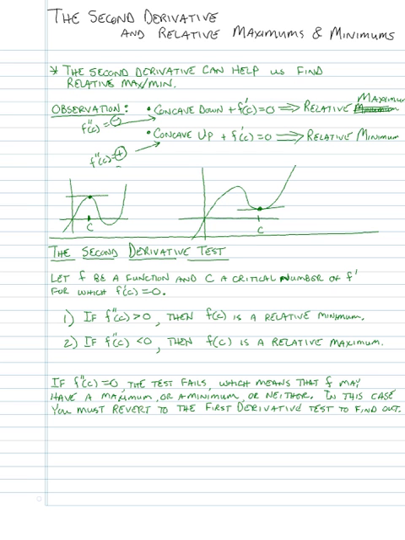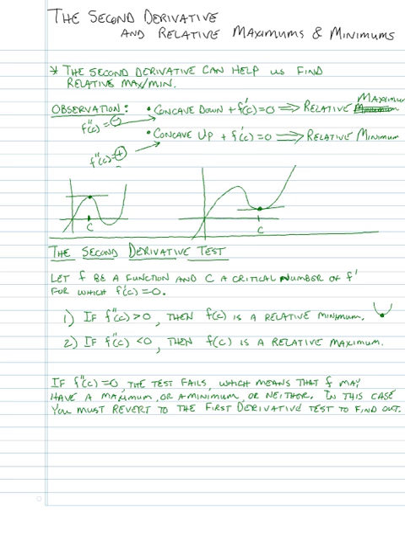If f double prime of C, so now we're taking that first derivative critical number and we're checking it in the second derivative. Number 1, if the second derivative is positive, then we know at that critical number, the function f has a relative minimum. That seems backwards. Second derivative positive, we have a minimum. But here's what we need to remember. Think of second derivative positive as meaning concave up. And if we're concave up, we have to have a minimum, don't we?